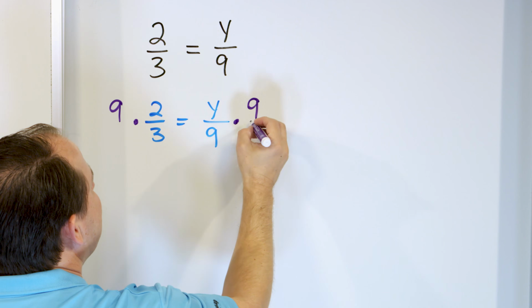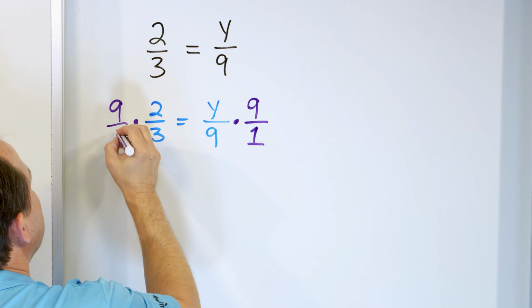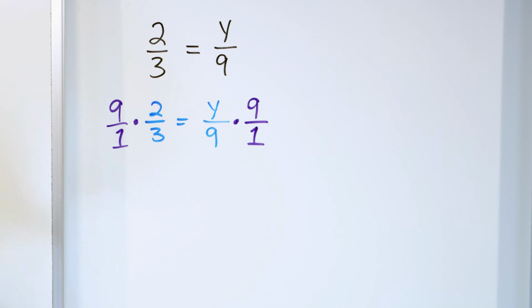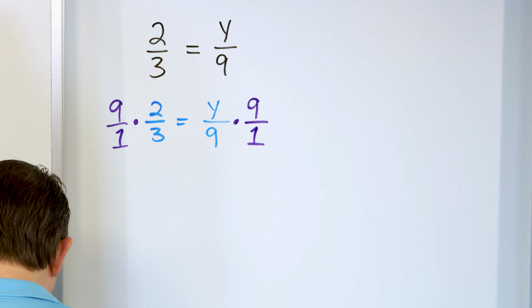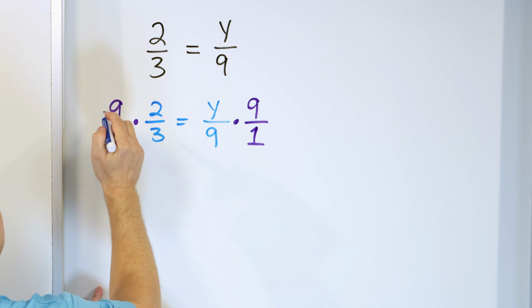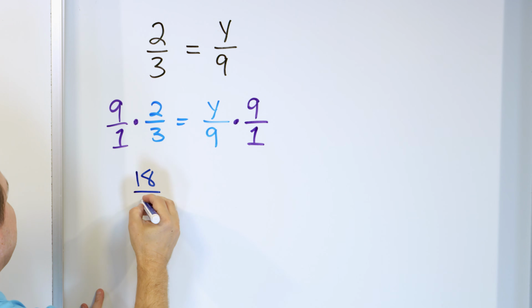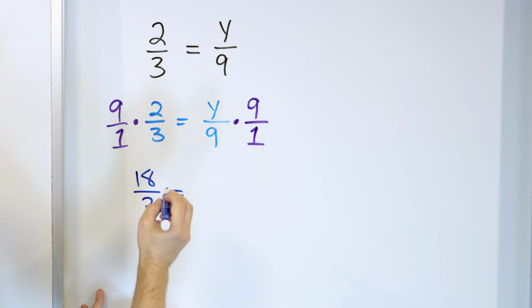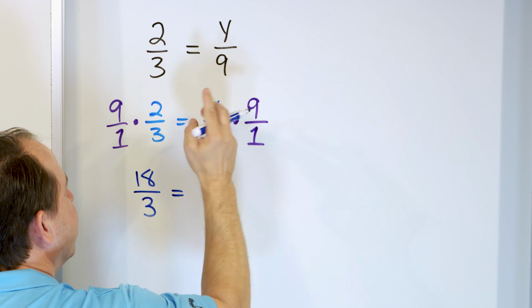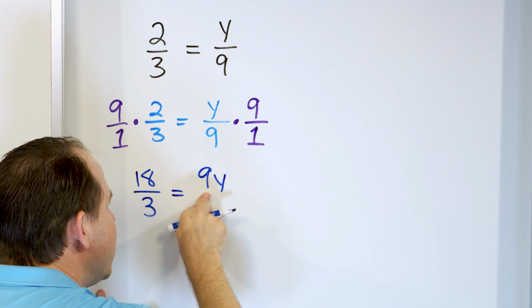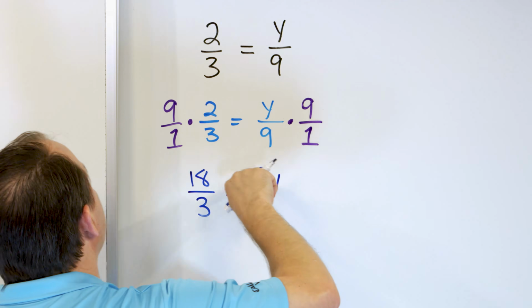And since we're multiplying fractions, we're going to write it as 9 over 1. So we're multiplying by 9 both sides, but we're writing it as 9 over 1. We have not changed the equation or the proportion at all. Now, on the left, 9 times 2 on the numerator is 18, and 1 times 3 on the denominator is 3. On the right, 9 times y, we don't know what y is, so we just have to leave it there as 9y.